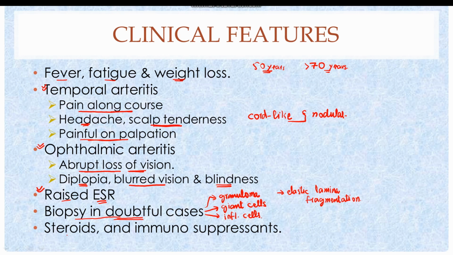The treatment is typically with the steroids such as prednisolone and immunosuppressant drugs. The disease has a good response to steroid therapy. So this brings us to the end of discussion about giant cell arteritis.